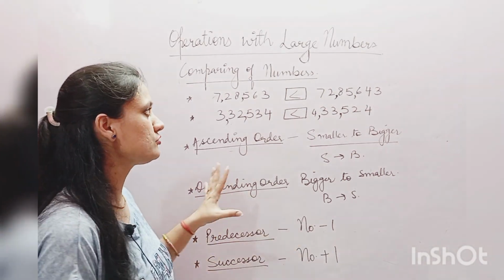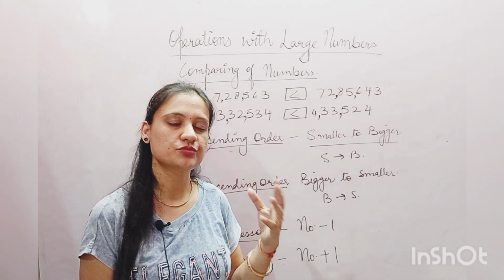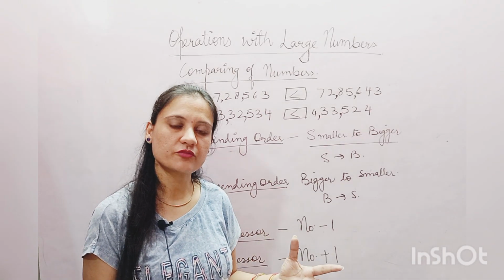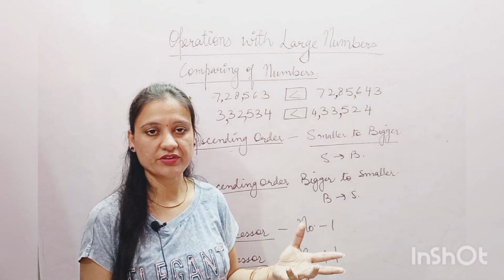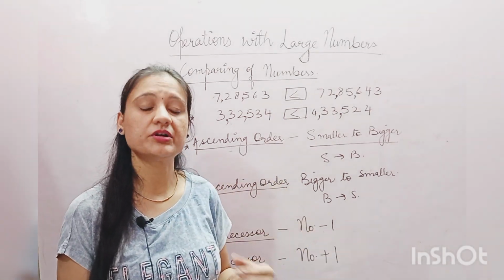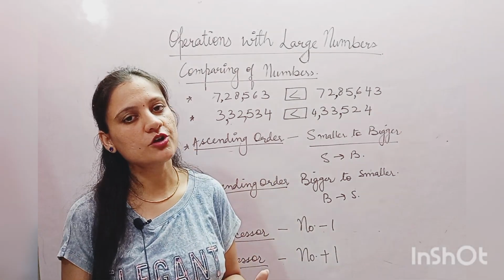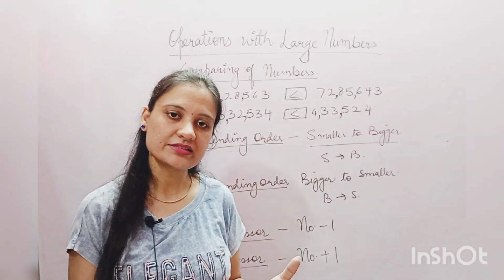I hope you understood all the concepts here of large numbers. You understood Indian, international system of numeration, place value, face value, period, and places. You understood how to compare the numbers. You understood expanded form, short form, right? And predecessor and successor. So keep revising, everyone.